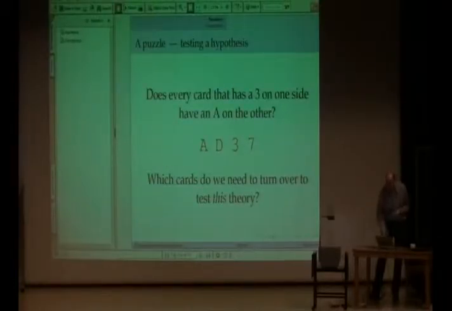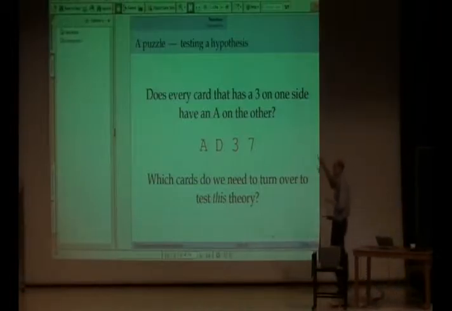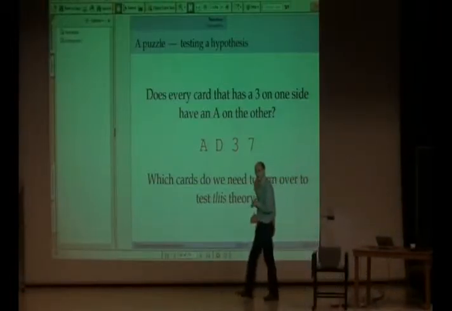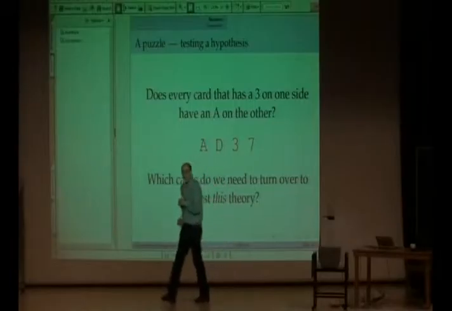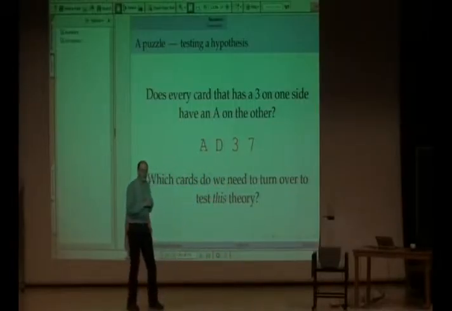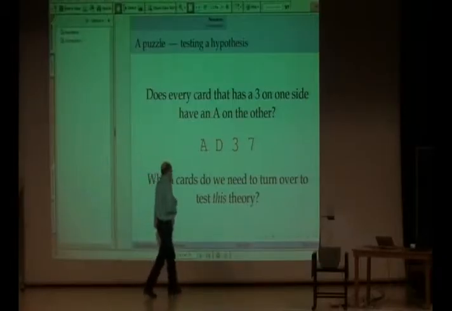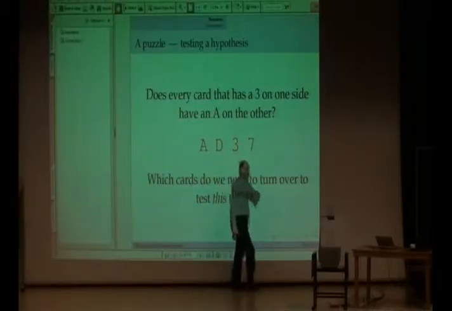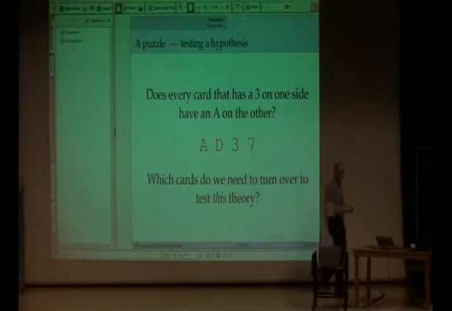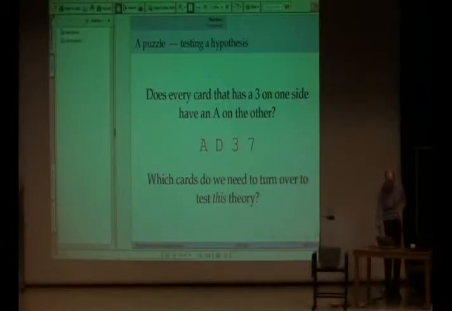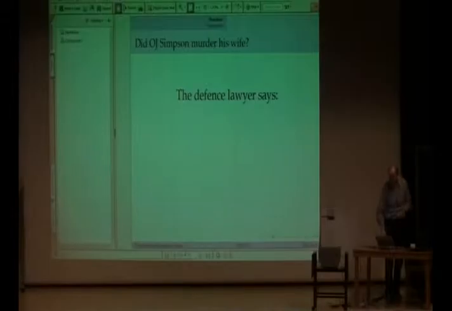Okay? Again, if the implication is 3 implies A, then we're looking for the disproof. The theory is not 3 or A, so we're looking for 3 or not A. So those are the cards we need to turn over, D and 3, in order to find the thing.